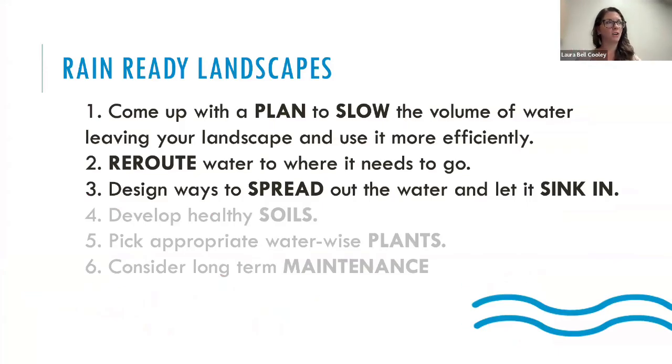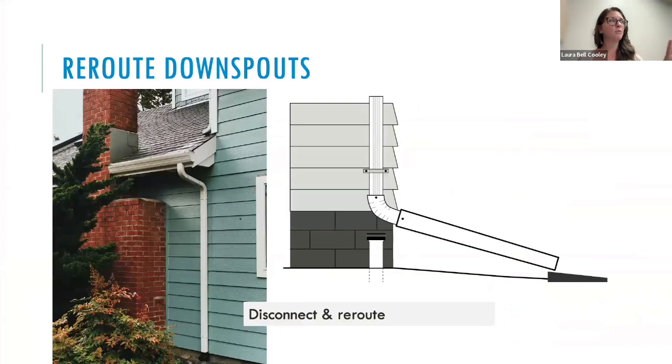So we talked about all of our goals here: to slow the volume of water, to reroute it, spread it, let it sink in. This is part of that. So we talked about gutter systems. Most of us have gutters on our houses. Some of those downspouts are connected to the storm drain system, which means that water is just automatically going into a storm system.